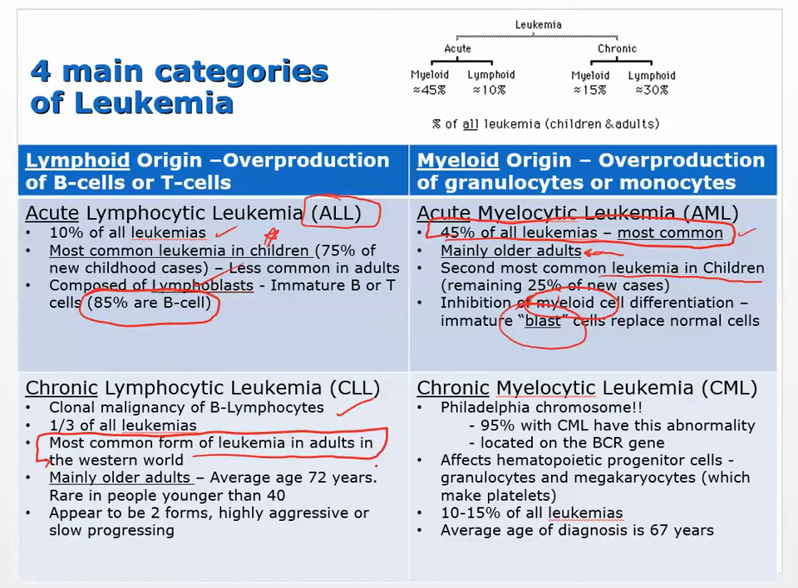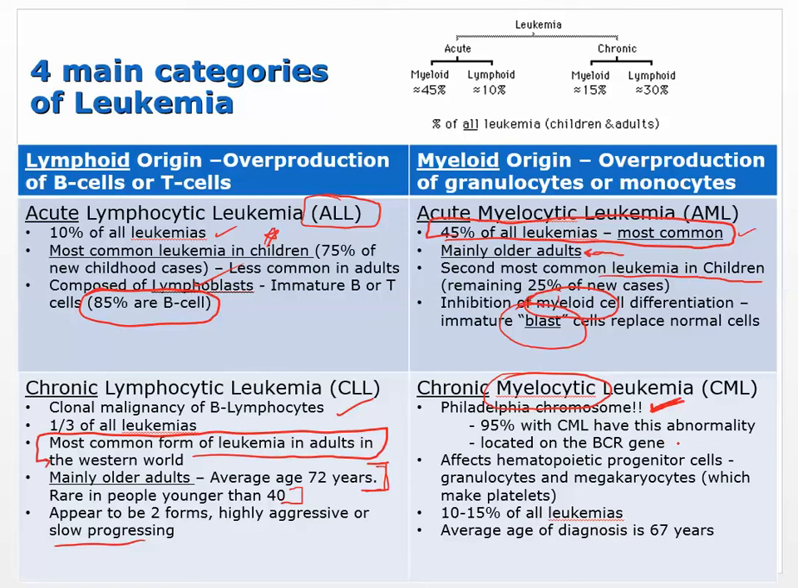It's mainly older adults, average age of 72 years, rare in people under 40. And there appear to be two forms, highly aggressive or slow progressing. Slow progressing may not even need treatment. Highly aggressive may need treatment. All right, and then the last one, the chronic myelocytic, so we're back over here to the myeloid origin. It has something called the Philadelphia chromosome, and that's what makes it kind of special and unique. 95% of people with chronic myelocytic leukemia, or CML, will have this thing called the Philadelphia chromosome. We'll see what that looks like.